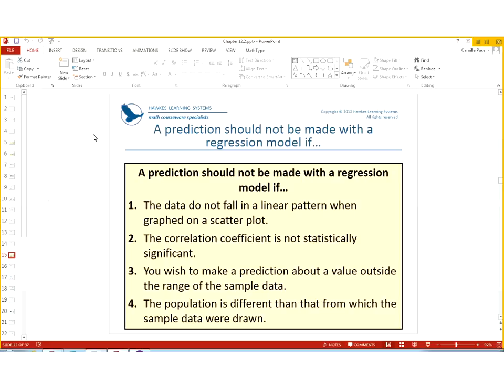The second one is that the correlation coefficient is not statistically significant. We talked about that in the first part of chapter 12. It's the r alpha compared to the r. Third, if you want to make a prediction outside the range of the sample data, you can't do that either, because predictions with regression models are very specific. And that goes to the fourth one: you can't make a prediction for a population that's very different from your sample. So let's keep going.